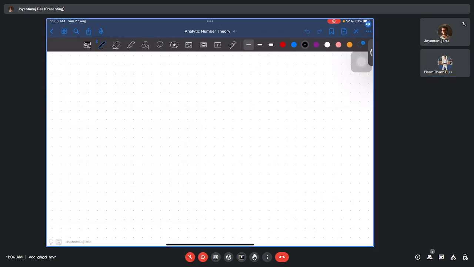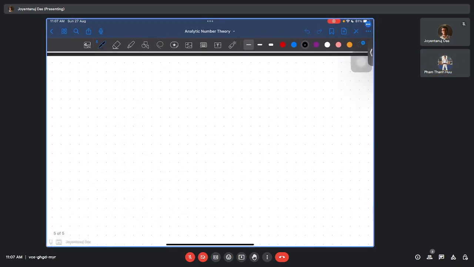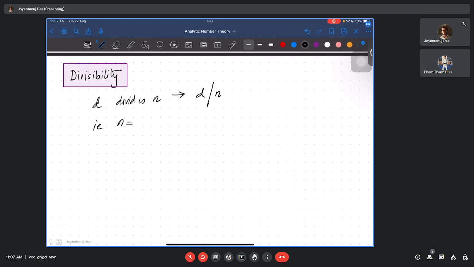So yesterday we did the well ordering principle and induction, right? So the next thing is divisibility. So here, if d divides n, we'll use the notation d | n. The meaning is that n I can write as c times d for some c, right?